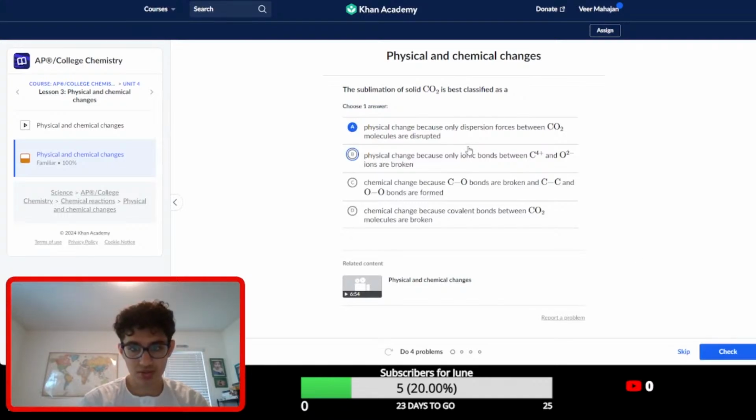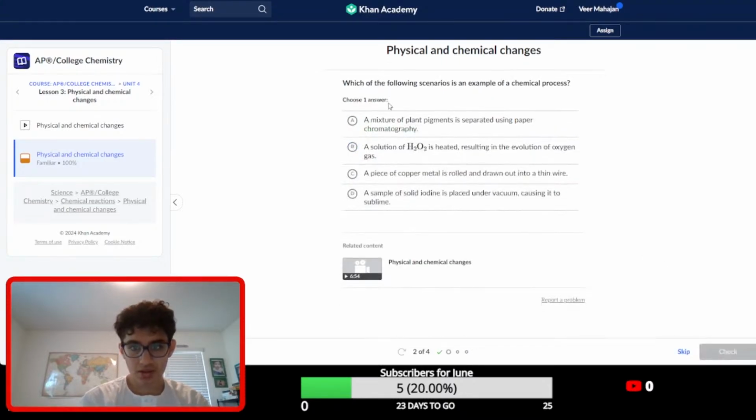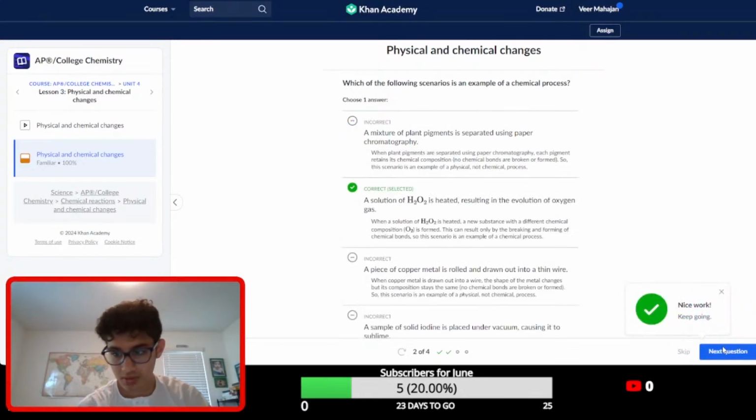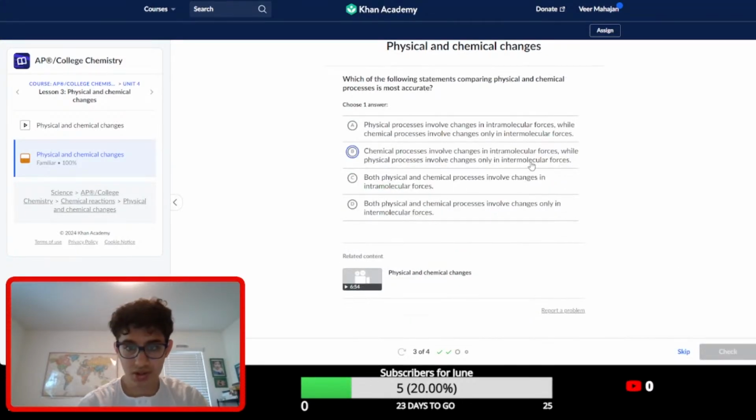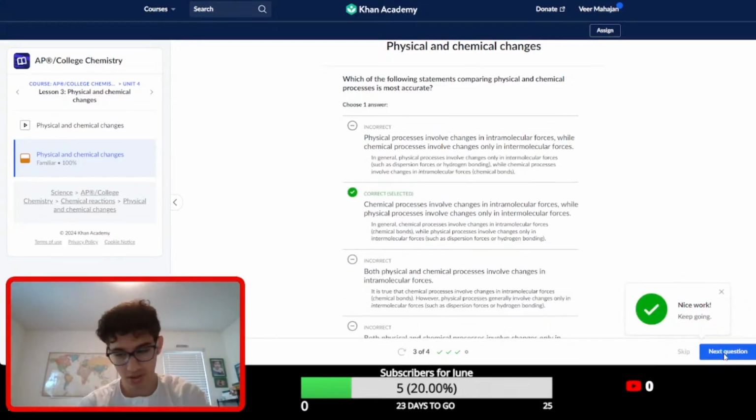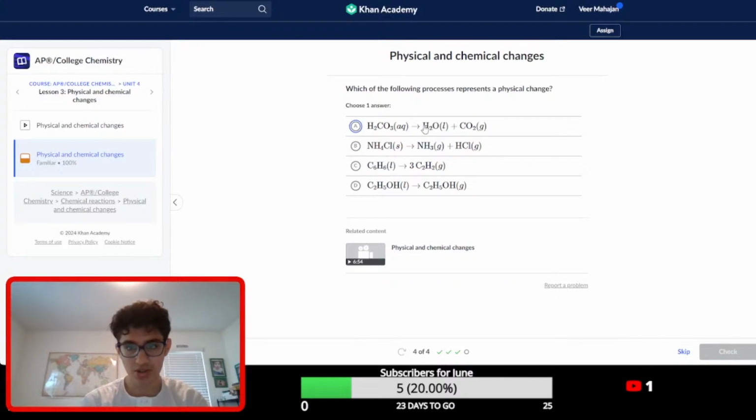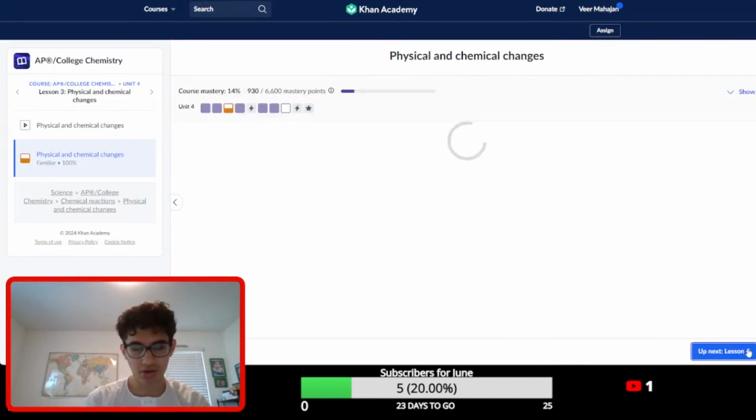Physical change because only dispersion forces. Chemical process. So same question as before. Next, which of the following statements comparing is most accurate? Physical processes are... chemical are intramolecular, and so that's again another repeat question. And here physical change, so it'll just be this one. Again, same question as before, I think.